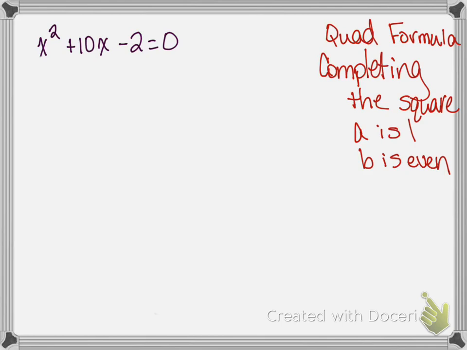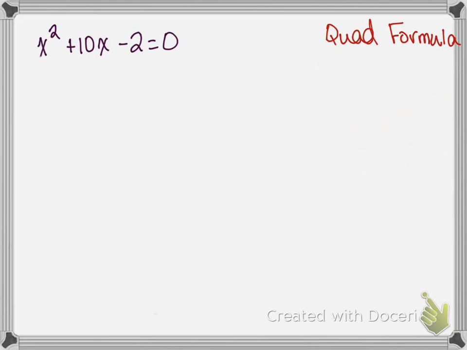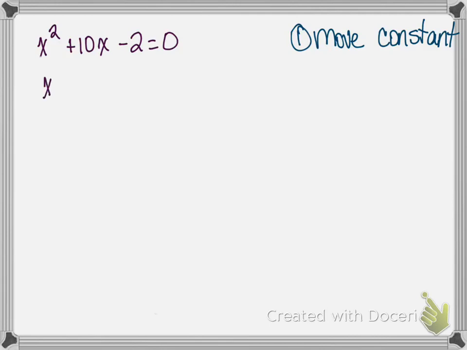So I have to use the quadratic formula or completing the square. Okay? So the first thing that I do, I'm going to erase this just so I have more room. I'm going to move the constant to the opposite side. I'm going to do that by adding 2 to both sides. So I have x squared plus 10x equals positive 2.